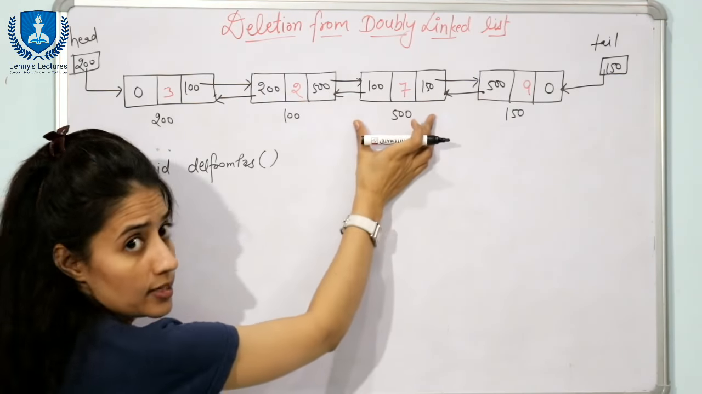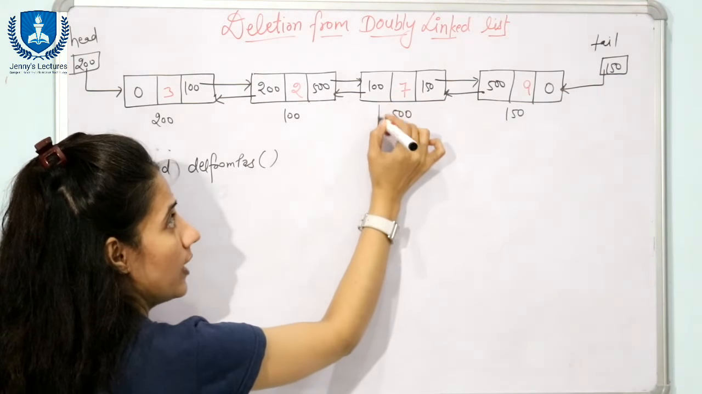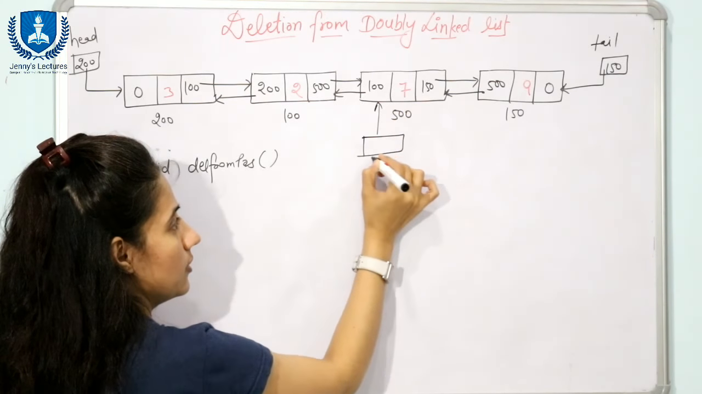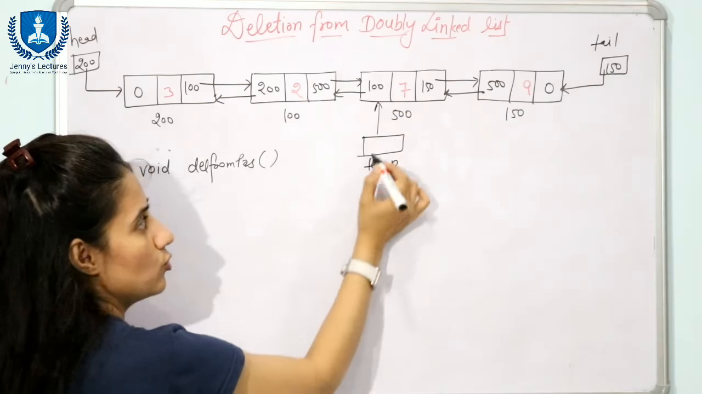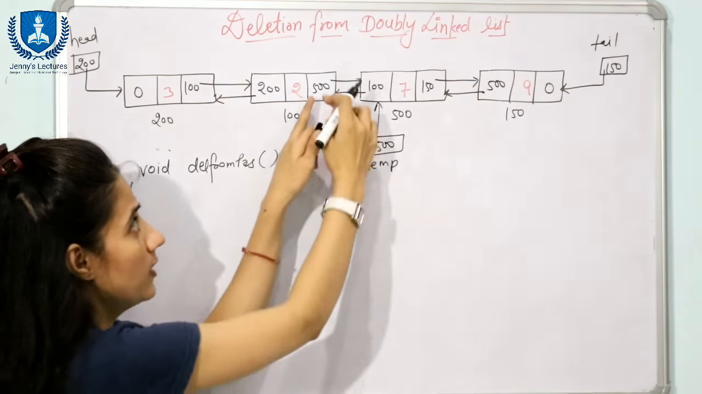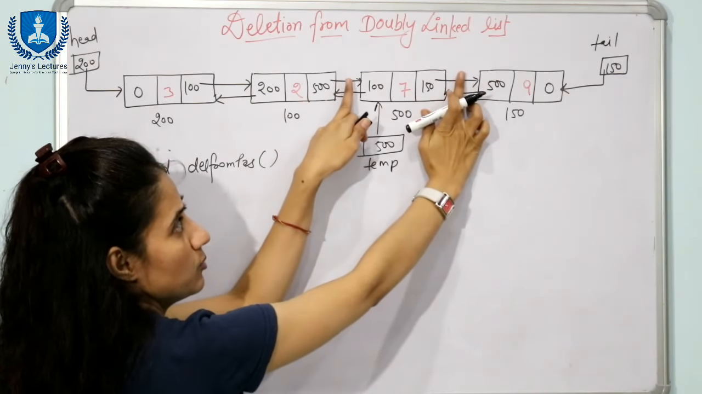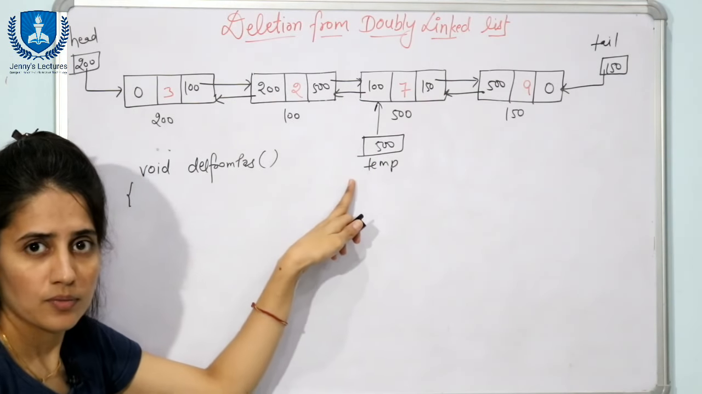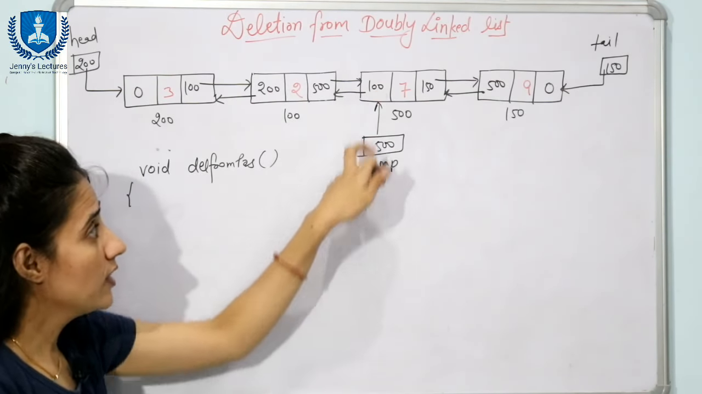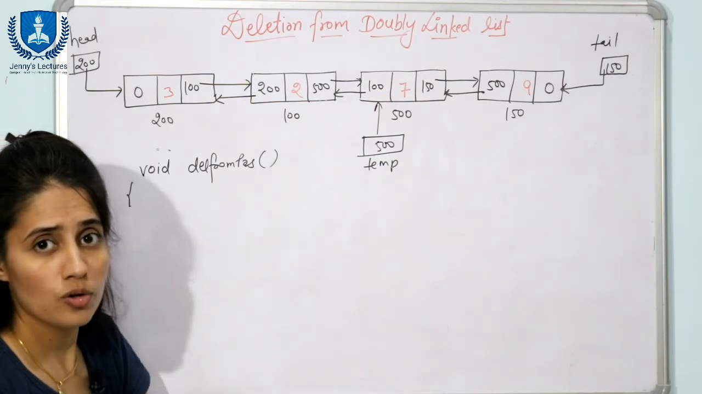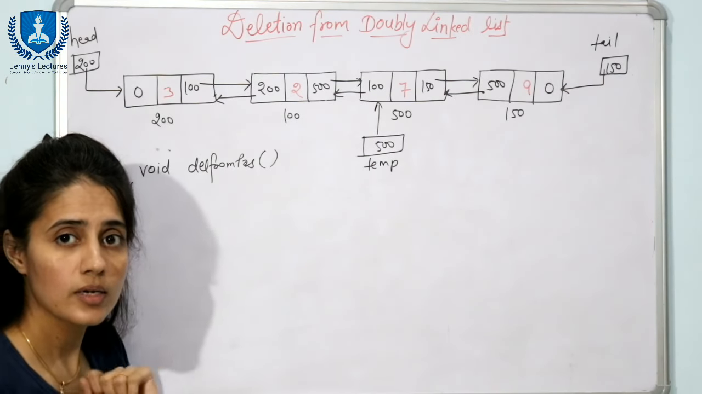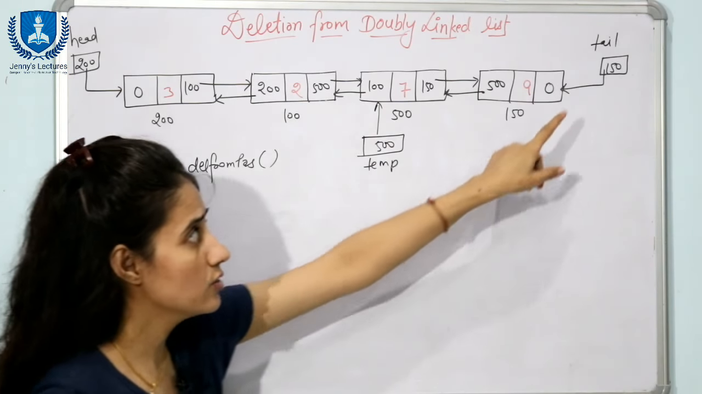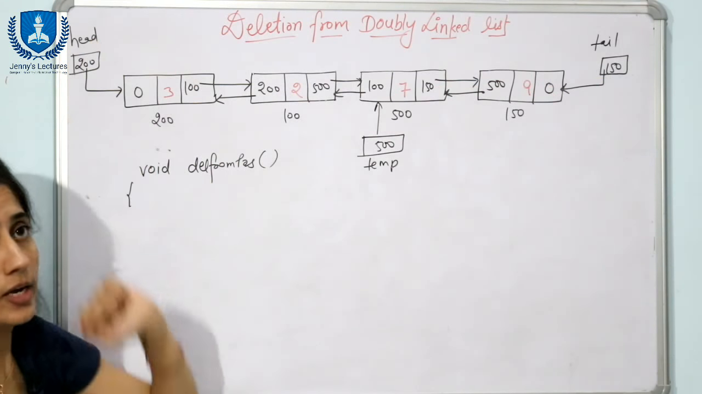Suppose I want to delete this data and I'm having a pointer pointing to this node, that is this one. So after updating this link and this link, these links have been broken. Now I can free this node, free temp, right? So now how can we set this pointer to this node? You have to traverse the list, because we only have this tail value and this head value.